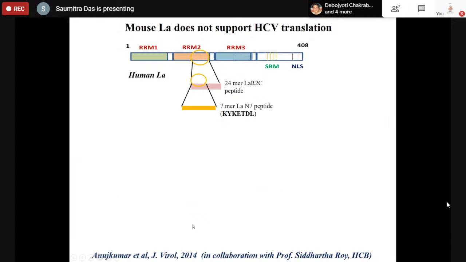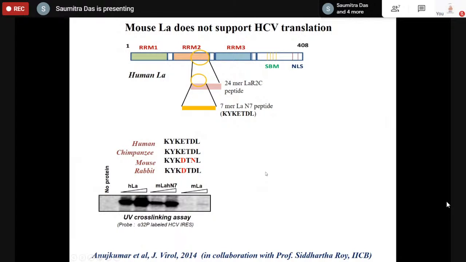Another thing I was just trying to say is that hepatitis C virus does not infect small animals. It doesn't have a mice model. It does not infect the rabbit. It does not infect mouse. It infects human and chimpanzee. So we were trying to see, is it possible that something is missing in mice and rabbit, but it is there in the human and chimpanzee.